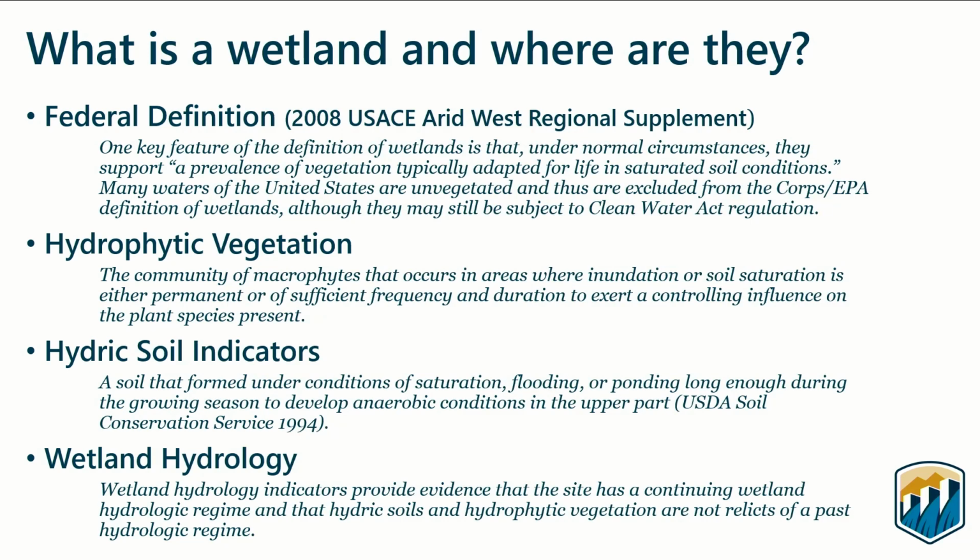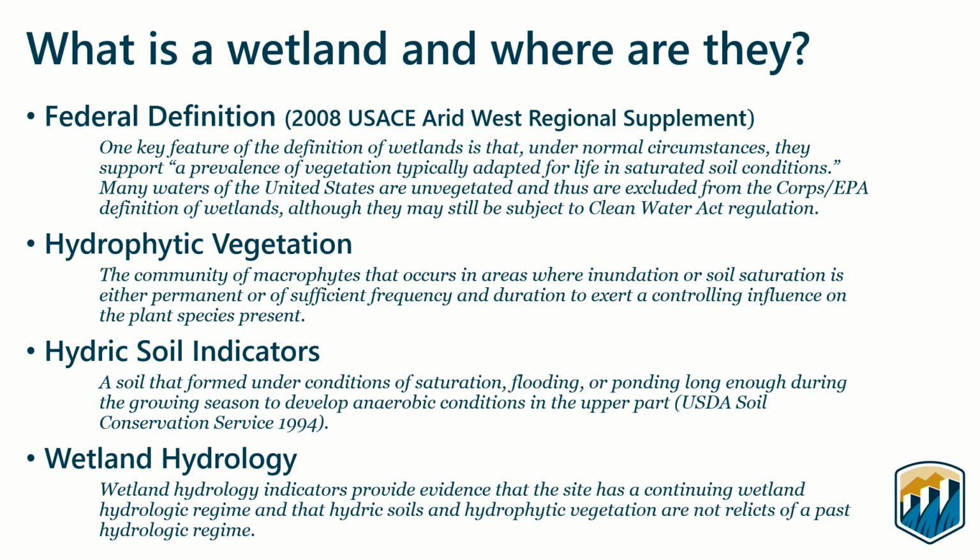There are three components that make up a wetland in the federal definition. The first is hydrophytic vegetation, a community of macrophytes. I'm just going to read this so we're all on the exact same page, because these are legal definitions that we're all required to go by. Hydrophytic vegetation is basically macrophytes that occur in areas where inundation or soil saturation is either permanent or of sufficient frequency and duration to exert a controlling influence on the plant species.